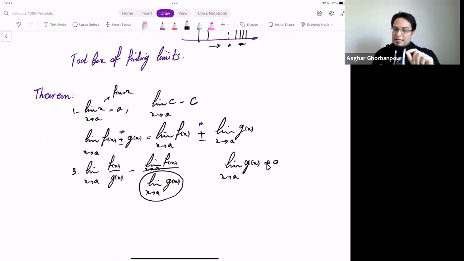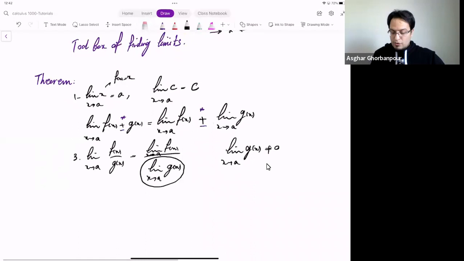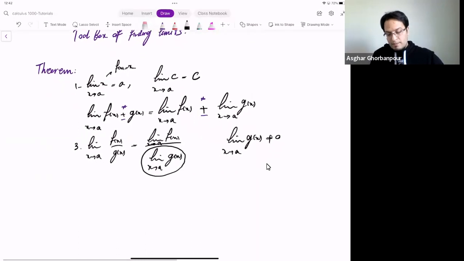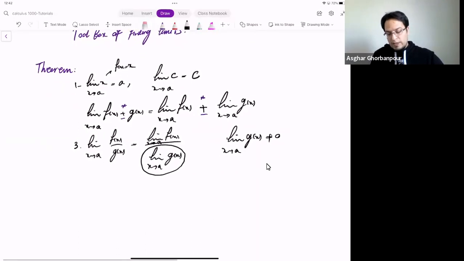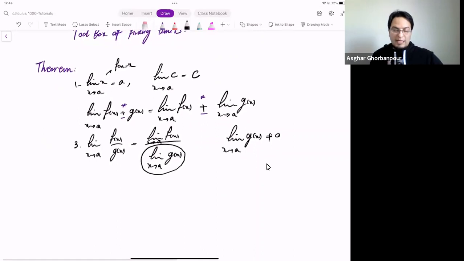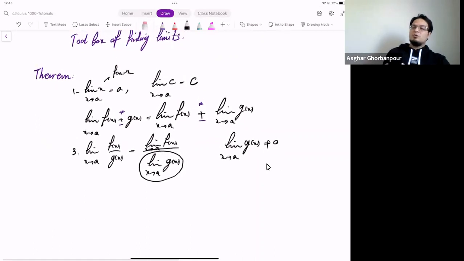There's only one case that you have to make sure that you understand and treat separately, and that's the quotient. When you're finding the limit of a quotient, you have to make sure that the denominator is not equal to 0. When it's equal to 0, that's a story that we will cover later.